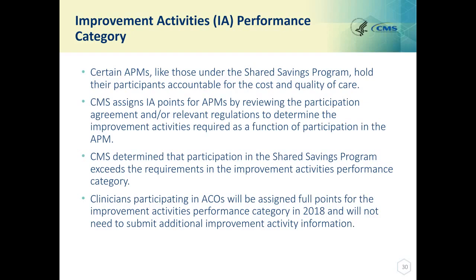We have already looked at the Shared Savings Program and determined that based on the requirements of participation in SSP, all of the ACOs in the program exceed the requirements for the MIPS improvement activities performance category, and therefore will be assigned a full score of 40 points or 100% for the IA performance category. Therefore, you won't need to submit any additional information for that category to get a perfect score. Next slide.